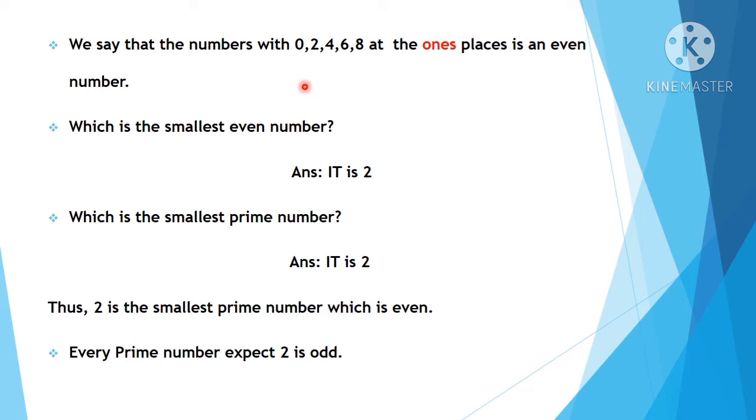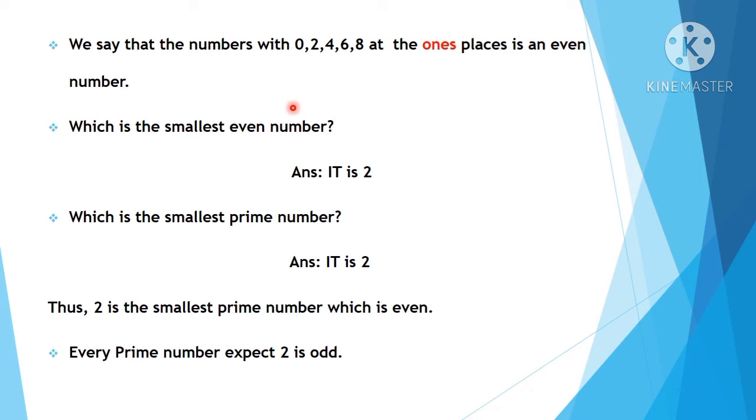If you have 20, whether it is an even number? Yes, because the ones place number is 0. Take 48. 8 is in the ones place, right? So it's an even number. So without doing the division, we can easily find out. This is an easy trick. The number which ends with 0, 2, 4, 6 or 8 is known as an even number.